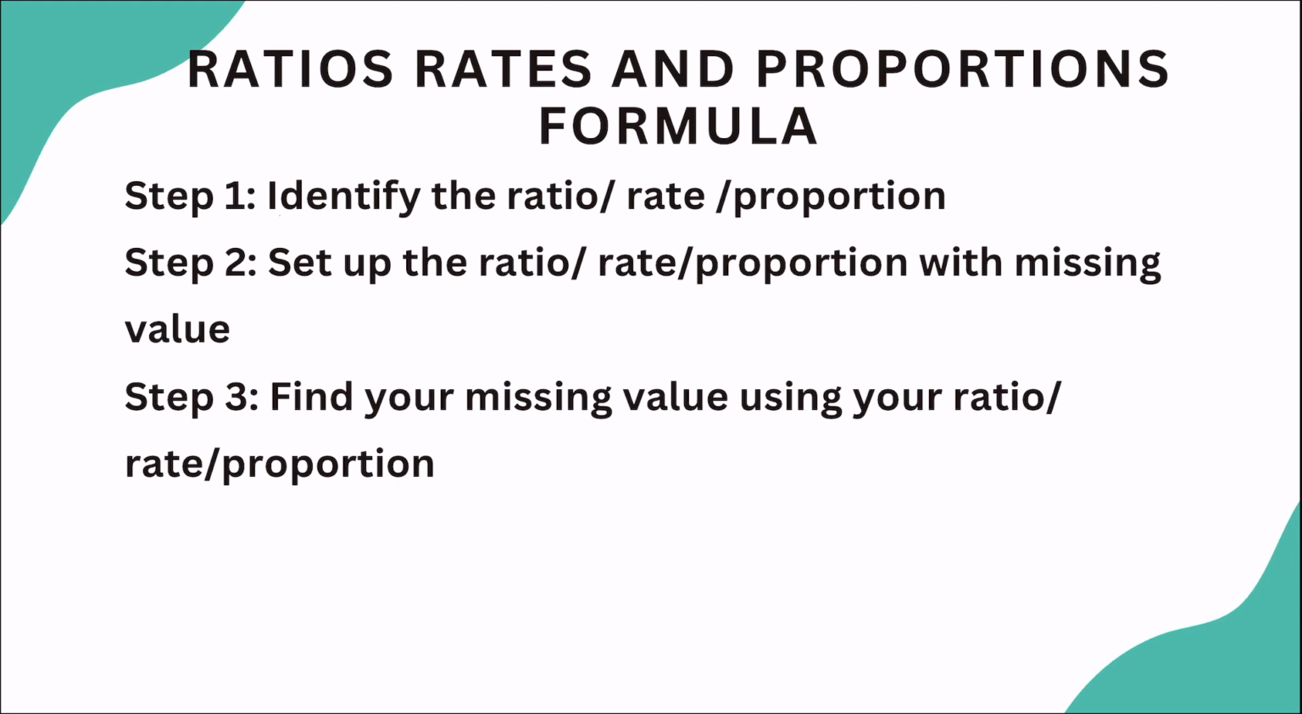So here's our formula to solve these problems. First, we're going to identify the ratio, rate, or proportion. Next, we're going to set up the ratio, rate, or proportion with the missing value. And this is going to be what we're solving for. And then lastly, we're going to find this missing value using our ratio, rate, or proportion.